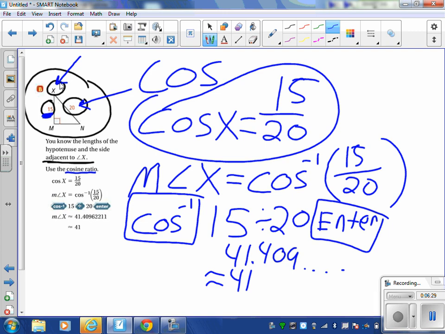So again, I look at the measure of angle x that I want to find. I know that I'm given the adjacent and the hypotenuse, which is then a cosine formula. I put it equal to cosine x equals adjacent over hypotenuse. And since I want to know the measure of the angle, I have to use the inverse operation, which is measure of angle x equals cosine -1 times 15 over 20.